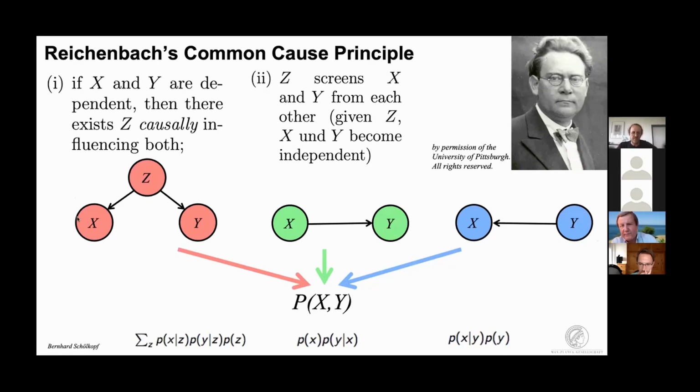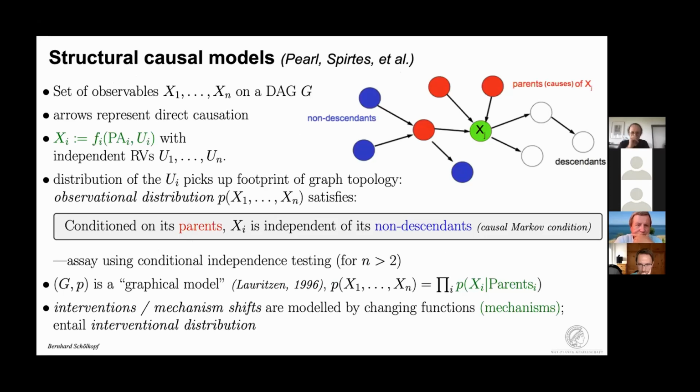Now, before I come back to this, I want to generalize this common cause principle. And that leads to something called a structural causal model, a field pioneered by people like Pearl and Spirtes and others. And here the idea is we have a set of observables that are the vertices of a directed acyclic graph, G. These are the things we observe. Now in this graph, the arrows represent causation. And we assume that each of these observables, which are also random variables, are computed as functions of their parents in the graph and a noise term.